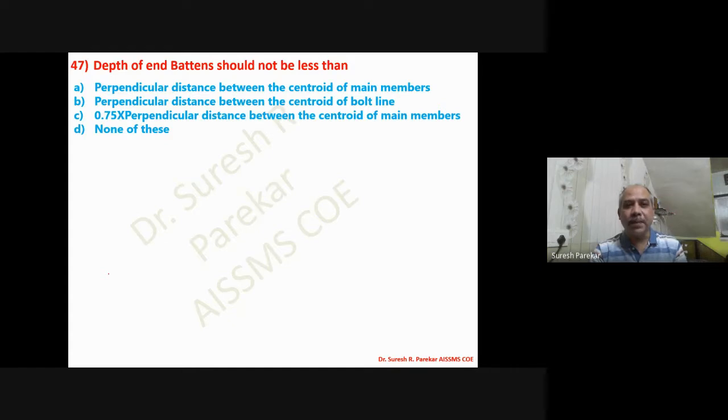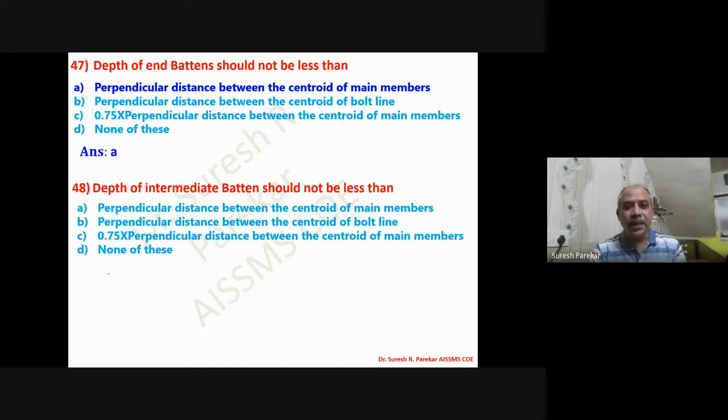Now depth of end batten. So we have this end batten, and the perpendicular distance between the centroids of main members, already I mentioned this above, and this we are going to use to decide the depth of end battens. Now depth of intermediate battens, so we have this will be 0.75 times the depth of end battens. So the answer we have is C.